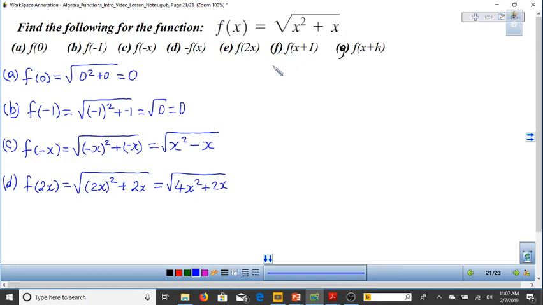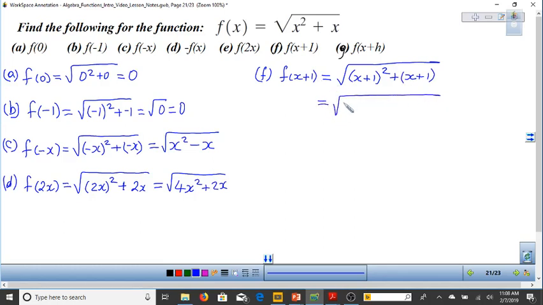Let's go on to the next part, part F. f of x plus 1. Again, we simply replace all our x's with x plus 1, and then simplify. When you square x plus 1, you get x squared plus 2x plus 1. And then, of course, we're adding the x plus 1. We simplify that. We get the square root of x squared plus 3x plus 2. So that gives us the answer for f of x plus 1.